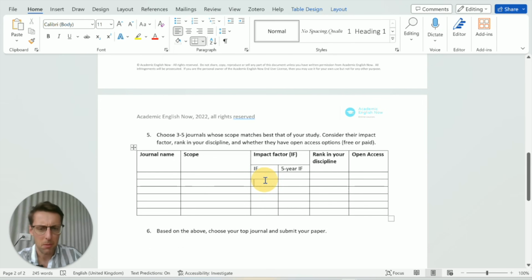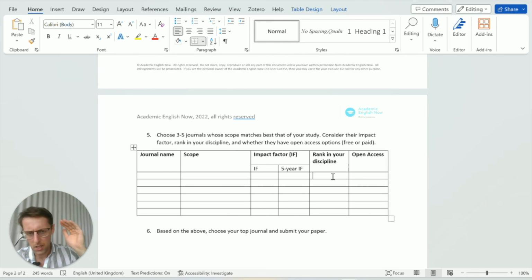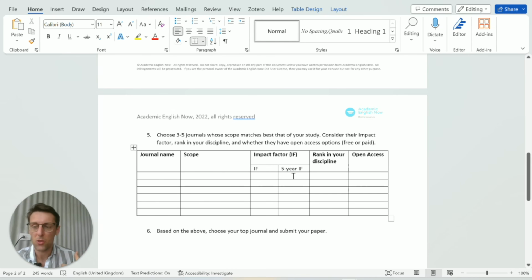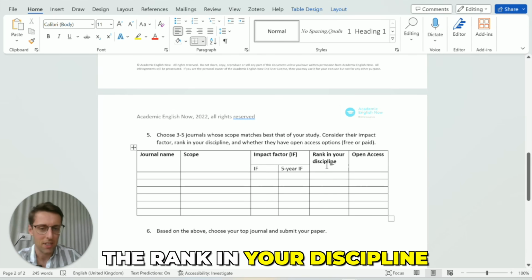And then you want to look at the impact factor, right? The current impact factor and the 5-year impact factor, because there's usually a difference. And you want to put also how highly ranked it is in your discipline. So there are rankings of journals per discipline, and you want to put that here because the impact factor can be misleading. For example, in my field, in linguistics, in teaching English, an impact factor of 5 is really, really high. It's probably like the top 5 journals would have that. But let's say in medicine, an impact factor of 5 is nothing. Okay, so you also want to look at the rank in your discipline.